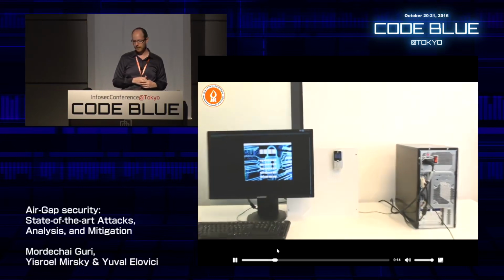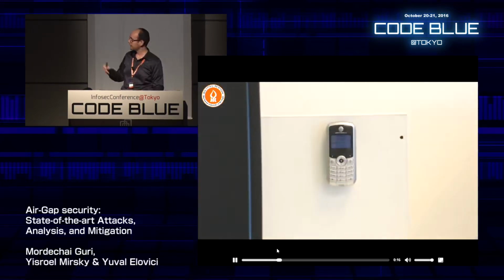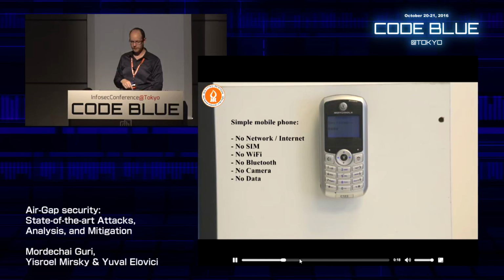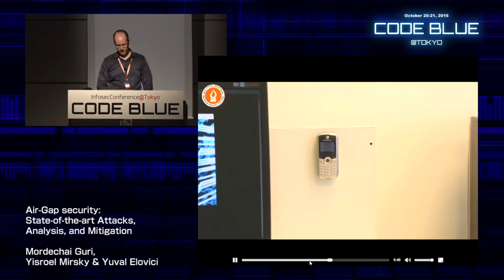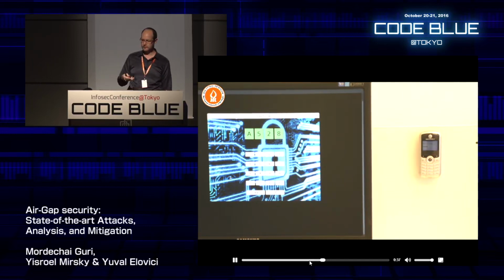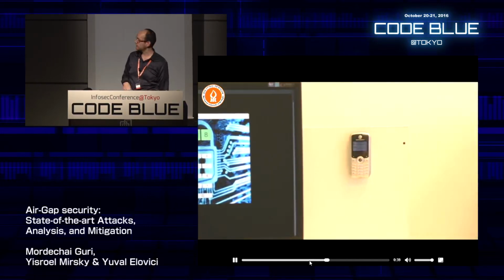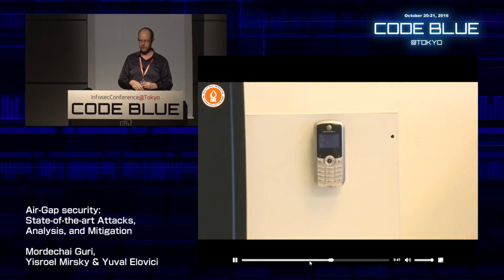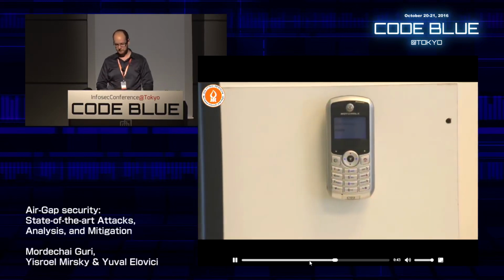Here we have an air-gapped computer, and in the middle there's a Motorola C123 phone. On the air-gapped computer there's a keylogger. The keylogger is listening, picks up the password that's being typed in, and transmits it through the memory bus to the neighboring phone.